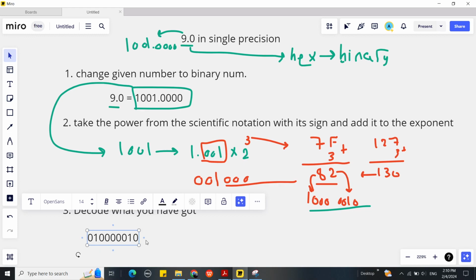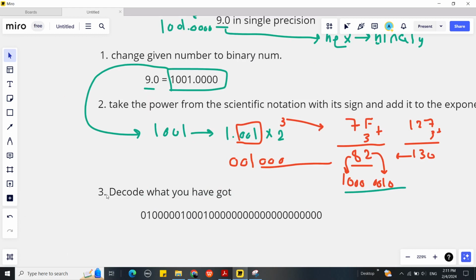And now the mantissa, which is 001, and I'm just going to need to add a lot of zeros until the total number of bits becomes 32. So I'm just going to pause here and come back when it's done.